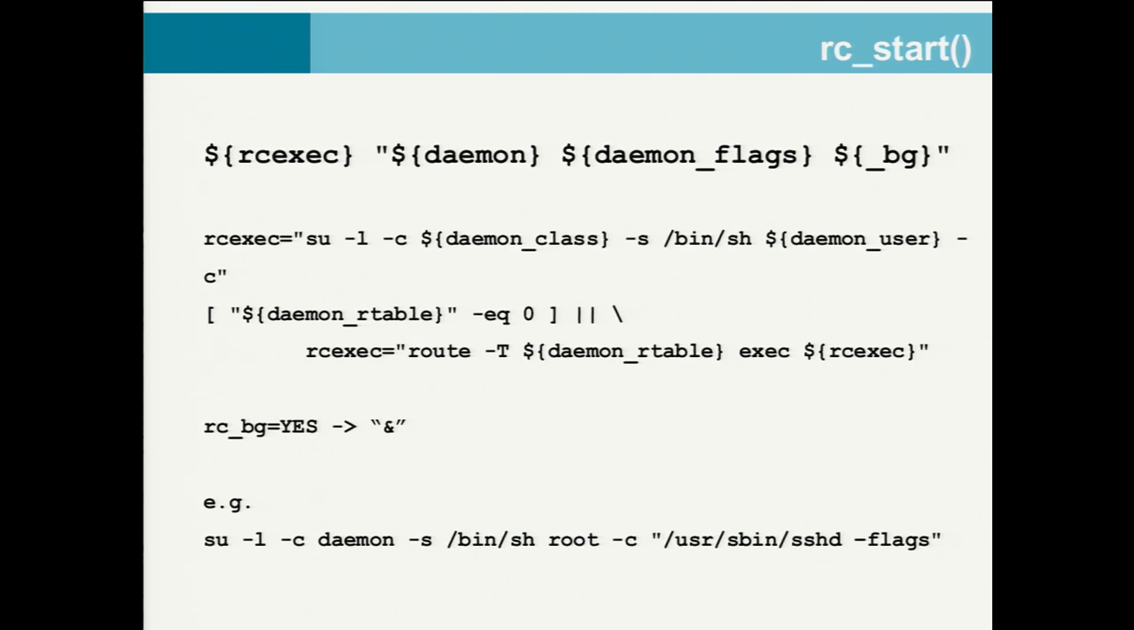RCBG, it's a small variable. If you set that to yes, then it appends an ampersand. That's for daemons that are not able to fork themselves into the background. There's actually quite a lot around there, and I don't think systemd will help with that. So that's an example of how SSHD is called on by RCD.